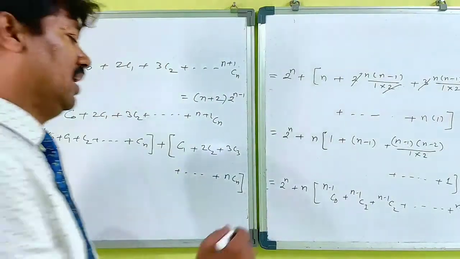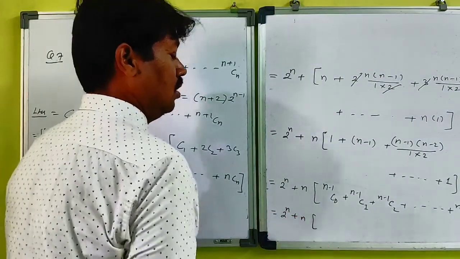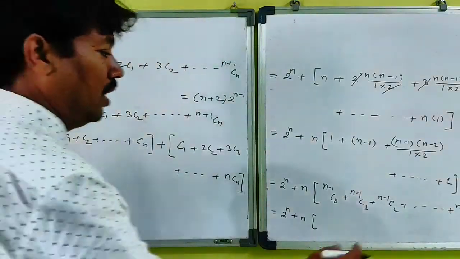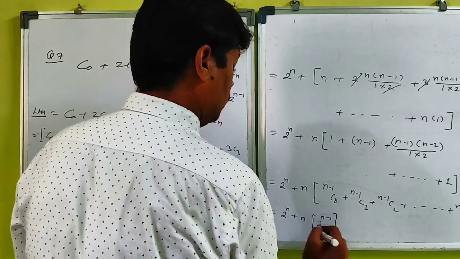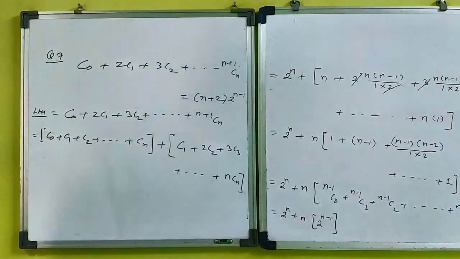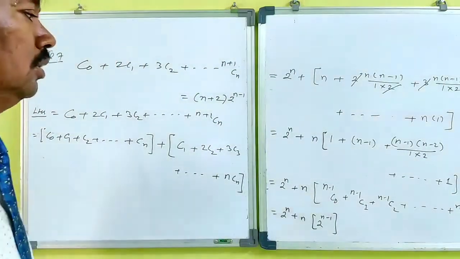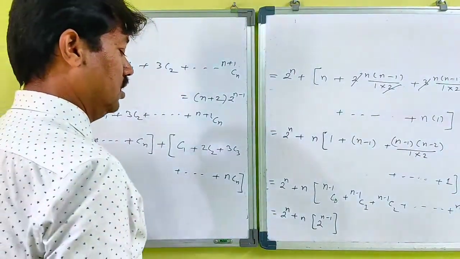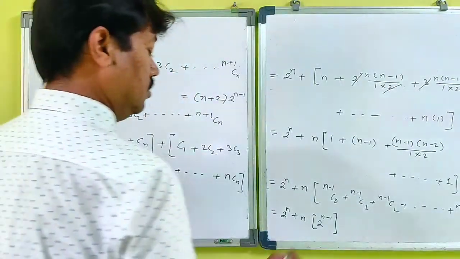So which is nothing but 2 raised to n plus n into 2 raised to, whatever the power is here, that is 2 raised to n minus 1. Now 2 raised to n minus 1 is nothing but, we can take 2 raised to n as common in this.